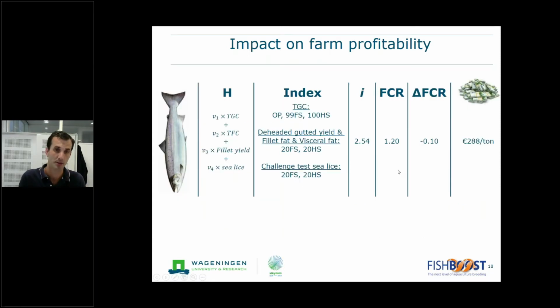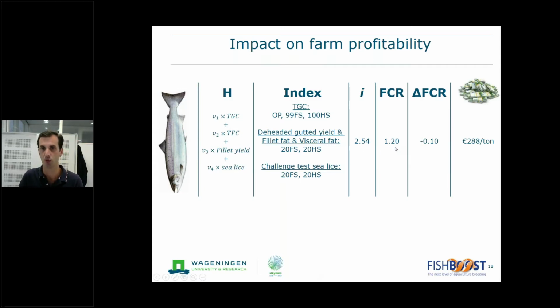For Atlantic salmon, I've simulated a breeding program that's more complex with a broader breeding goal. The breeding goal includes thermal growth coefficient, thermal feed intake coefficient, fillet yield, and resistance to sea lice. The selection index includes records of thermal growth coefficient, deheaded gutted yield as a predictor of fillet yield, fillet fat and visceral fat as predictors of thermal feed intake coefficient, and there's also a challenge test for sea lice resistance. The selection intensity is quite high.